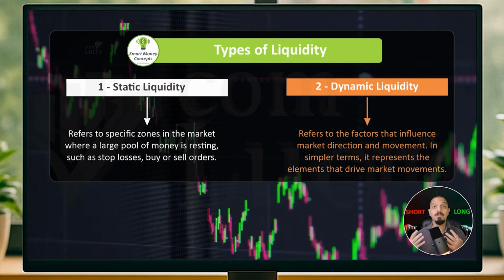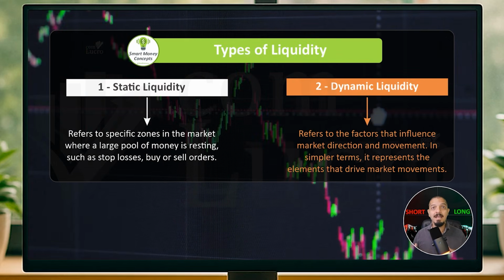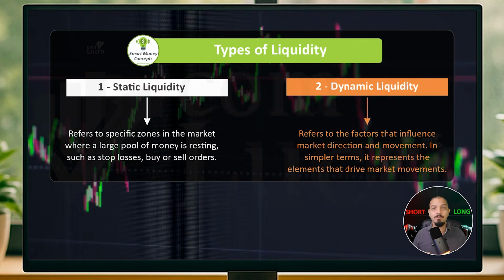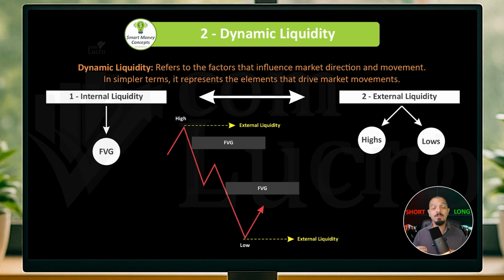Liquidity can be classified into 2 types: static liquidity and dynamic liquidity. Let's briefly explain both. Dynamic liquidity refers to the factors that influence market direction and movement. In simpler terms, it represents the elements that drive market movements. To better understand this, imagine a market structure like a rally wave, consisting of a high and a low. These highs and lows represent external liquidity. External liquidity pertains to the highs and lows within a rally wave. Conversely, the fair value gaps found within the range of the high and low are considered internal liquidity.